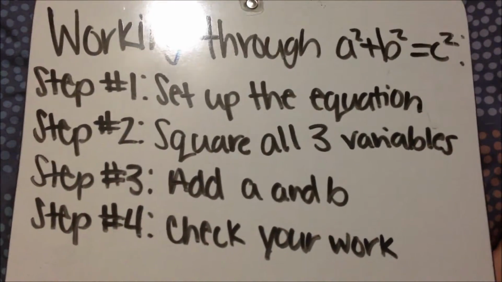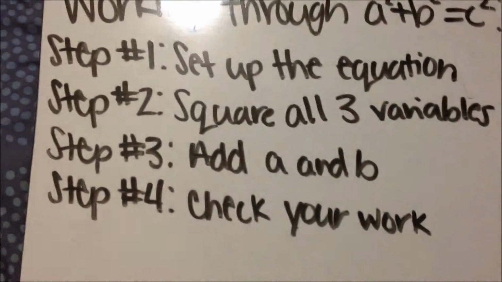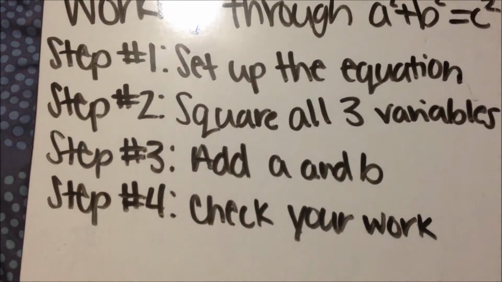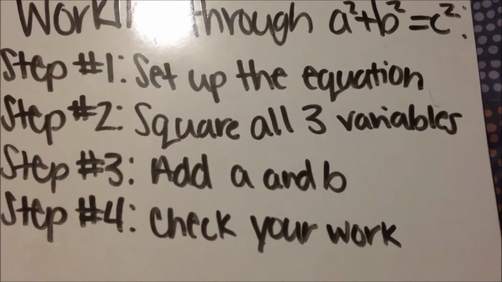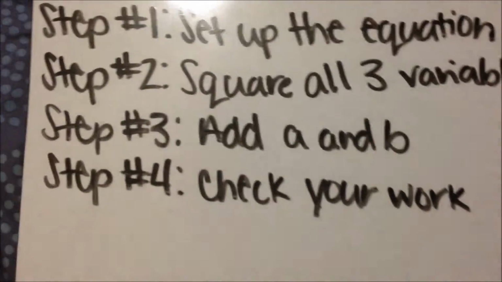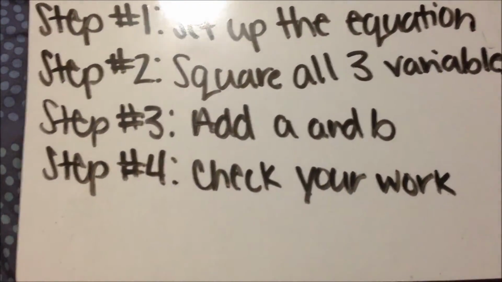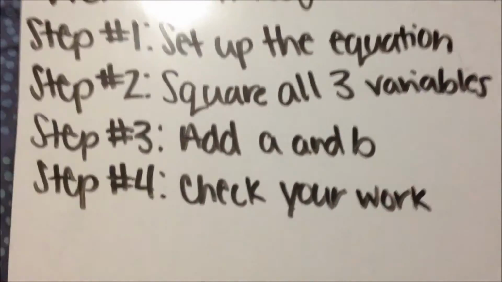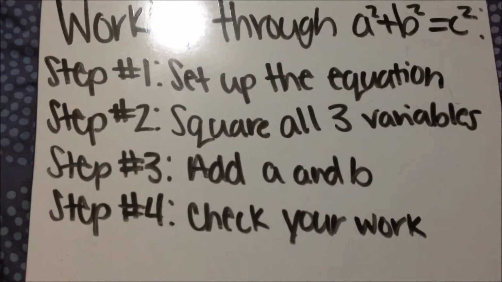Now that you've mastered setting up the equation, you are now going to learn how to work through it. Your first step is you set up the equation correctly, like I taught you before. Step number 2, you square all 3 variables, A, B, and C. Then step number 3, you add these new A and B's together. Step number 4, you then check your work. Now I will show you how to do all these steps in more depth with an example question.